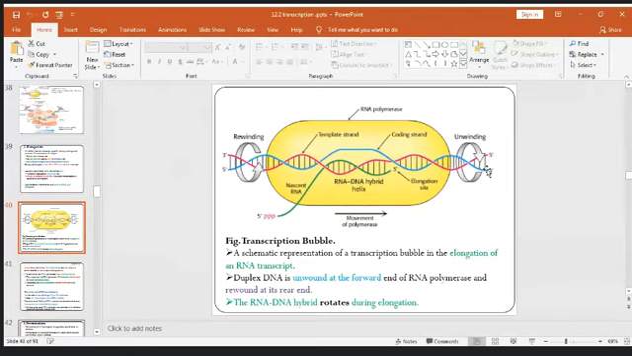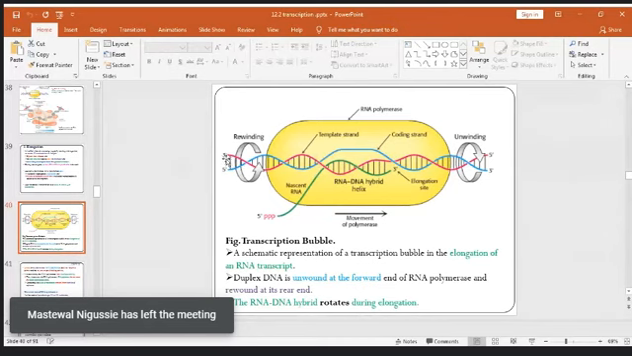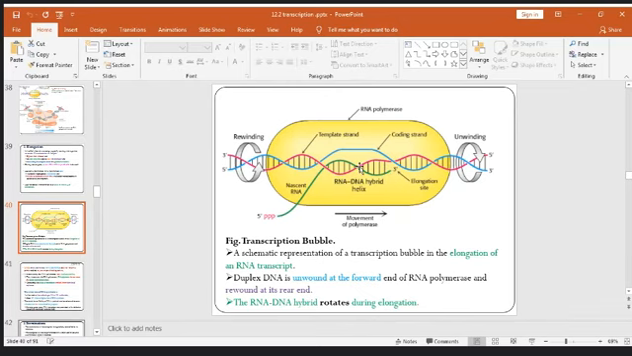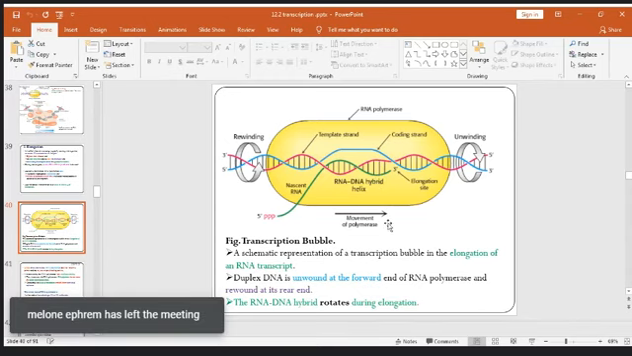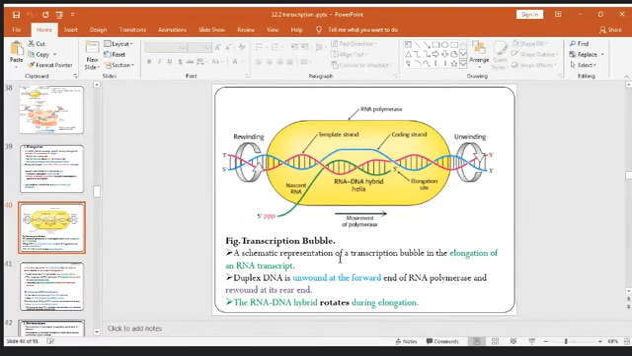The coding strand is separated, and the template strand. As I told you many times, the 3' to 5' template strand is the one taken, based on the template strand. You see, RNA is synthesized from the template strand in the 5' to 3' direction. We call this the transcription bubble: a schematic representation of the transcription bubble in the elongation of an RNA transcript.